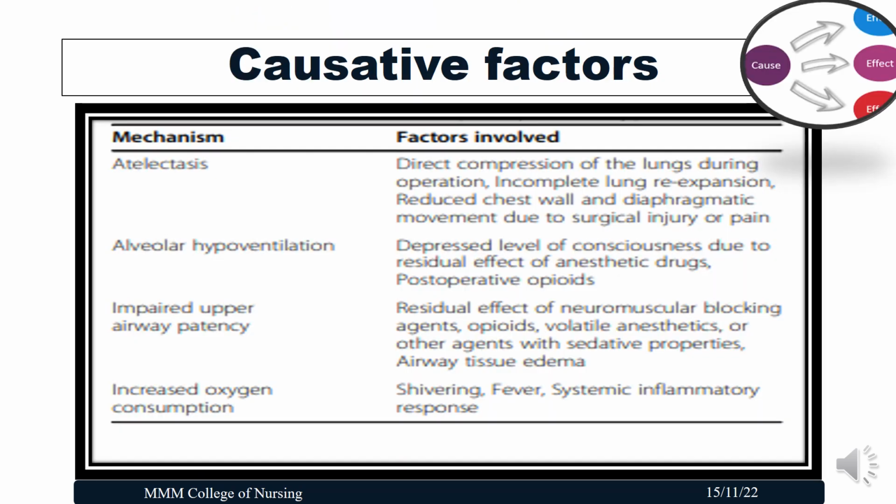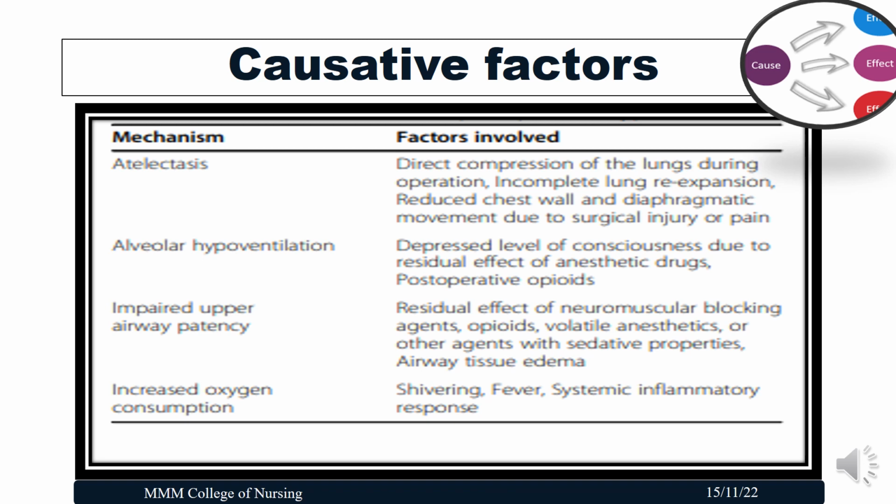The causative factors for hypoxia can be classified under the mechanisms such as atelectasis, alveolar hypoventilation, impaired upper airway patency, and increased oxygen consumption. So all these mechanisms can lead to hypoxia. So how will this atelectasis happen? Atelectasis can happen as a result of direct compression of the lungs during operation or incomplete lung re-expansion after the surgery. Reduced chest wall and diaphragmatic movement due to surgical injury or pain can lead to atelectasis.